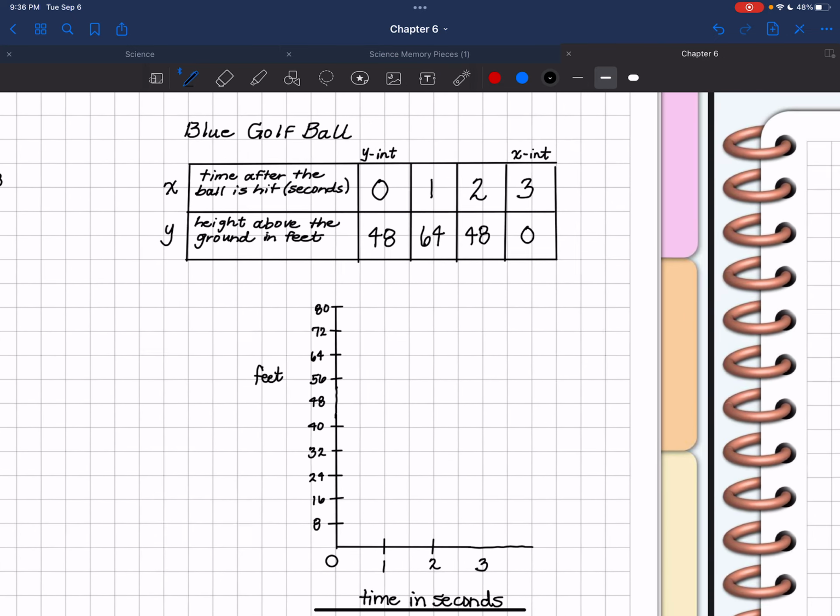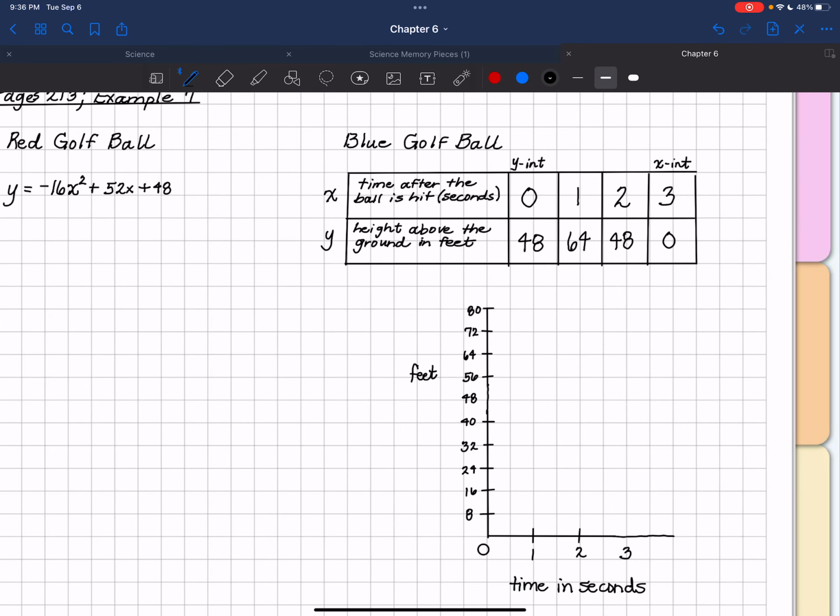So looking here at this graph of the blue one, now the graph is not in the textbook. That's something that I've added because I want you to get a good, clear picture of what's happening in this story. So it tells me that the golf balls are hit from a platform. So here's this platform at 48 feet. And the golfers are standing on this platform to hit the golf ball. Now, don't ask me why. That makes no sense to me. That's just what it tells me.